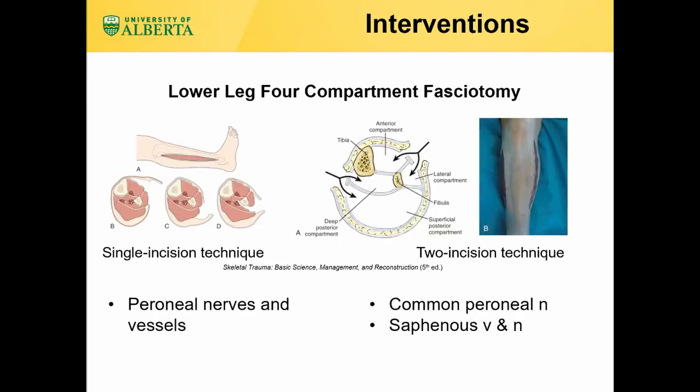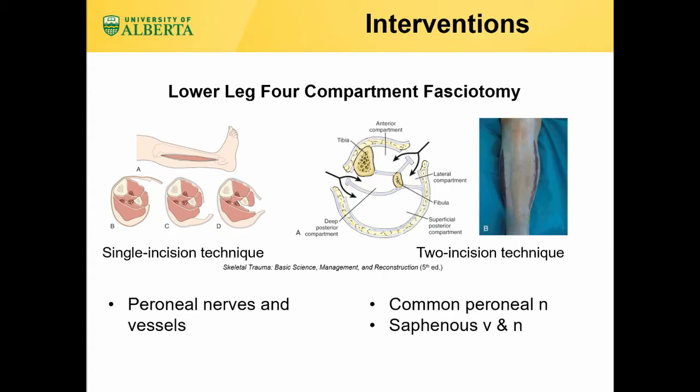The 4-compartment fasciotomy of the lower leg can be done in one of 2 approaches: via a single incision or with 2 incisions. There is no clear evidence as to which one is superior. However, the 1-incision technique does pose a greater risk of injury to the peroneal artery and nerve due to the reduced visualization of the deep posterior compartment.